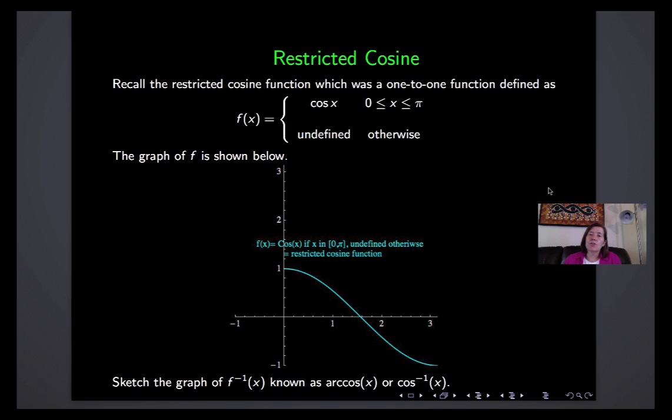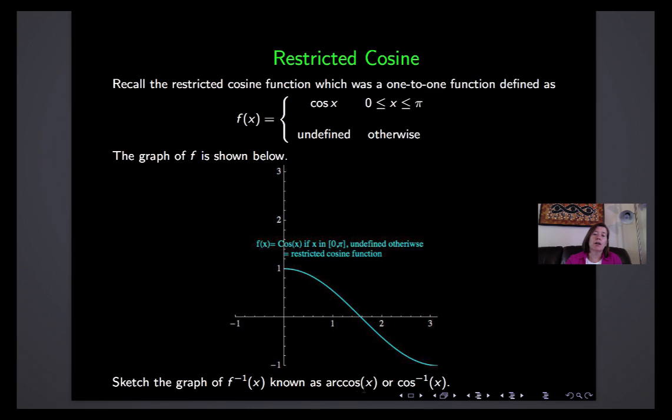Here's another interesting and new function that we've looked at. We took this restricted cosine function, which we knew was a one-to-one function because it passed the horizontal line test. So therefore it must have an inverse function. That inverse function is called arc cosine of x, or sometimes cosine inverse of x. Also, we'd like to get a picture of what that function looks like by graphing its inverse. And this is something you can try to do before you see the solution.